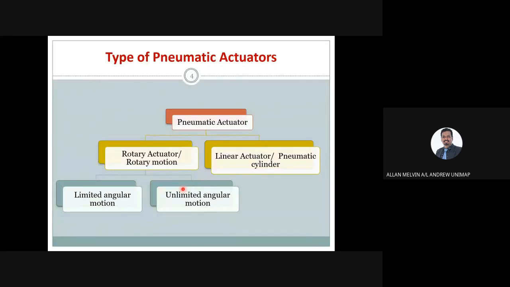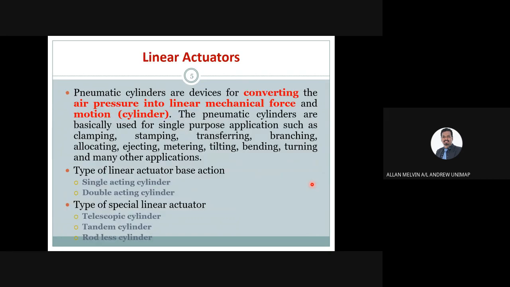Okay, so pneumatic actuators can be linear, which we call pneumatic cylinders, or we can have rotary actuators. Okay, rotary actuators have rotary movement. So it's not a cylinder, it rotates. Okay, so there are two types. Okay, so we will see linear actuators first. So linear actuators are cylinders. So we call it a pneumatic cylinder. So pneumatic cylinders are devices for converting the air pressure into linear mechanical force and motion. So this one is linear. So a pneumatic cylinder cannot do something that rotates, because it is linear.